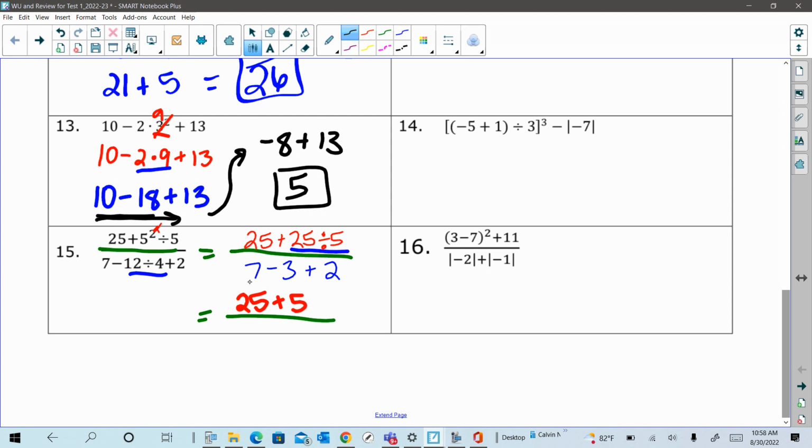And then on the bottom, we're just doing left to right. So this would be 4 plus 2, because 7 minus 3 is the 4, then plus 2. So this gets simplified to 30 over 6. Yes, and the final answer is 5 again.